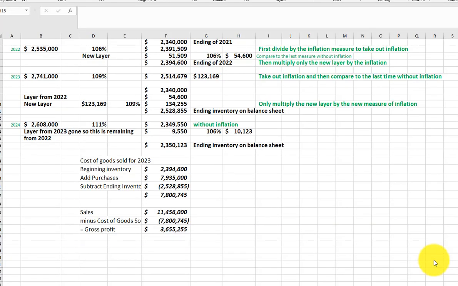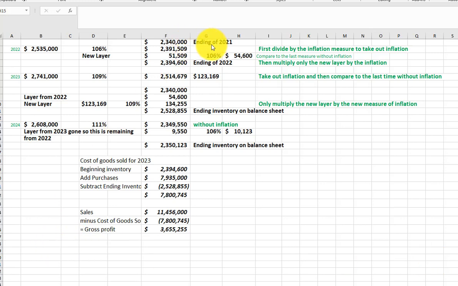Hello everyone, this is our review of the answers to the practice for our inventory, specifically dollar value LIFO, to start with, a problem having to do with Harbinger. Okay, so we're going to start with 2021.